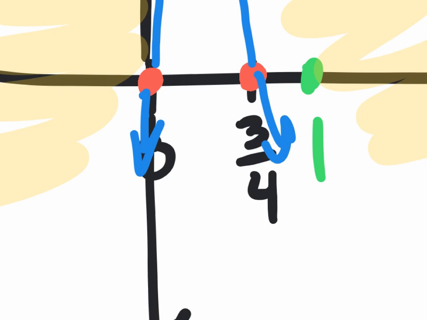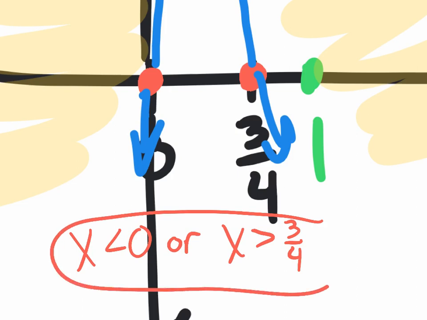So you're going to have to write this as two separate inequalities. One would be x is less than 0, and then you have to use the word or. X is greater than 3/4. So there's your final answer, because the areas are out here.